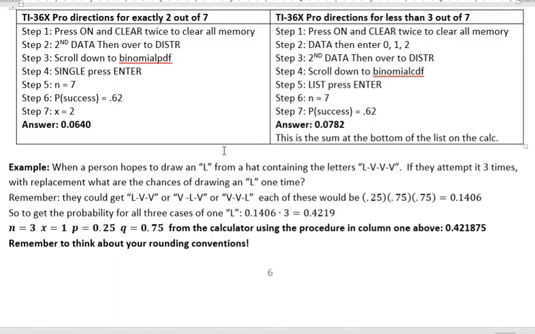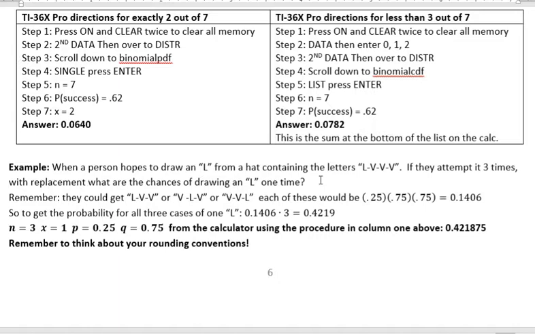the steps yourself. Okay, so when a person hopes to draw an L from a hat containing the letters L, V, V, V, if they attempt it 3 times with replacement, what are the chances of drawing an L 1 time? So you're going to try this 3 times.